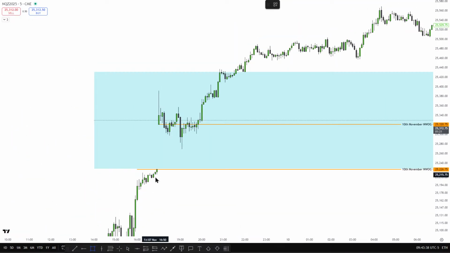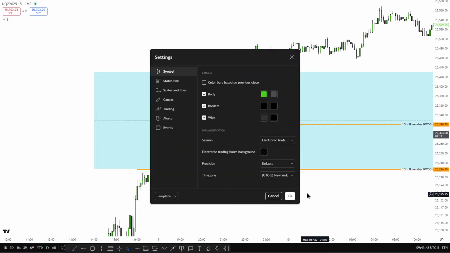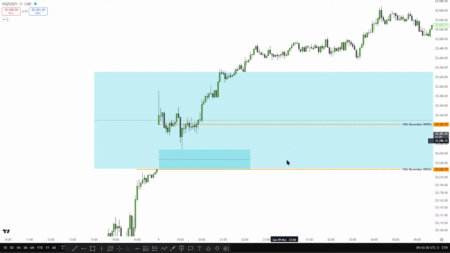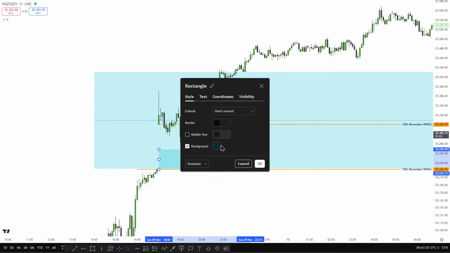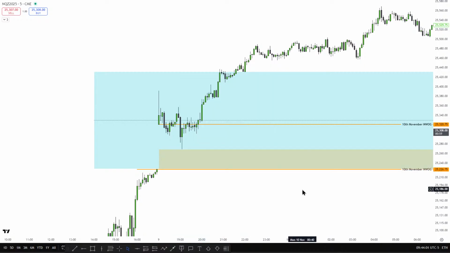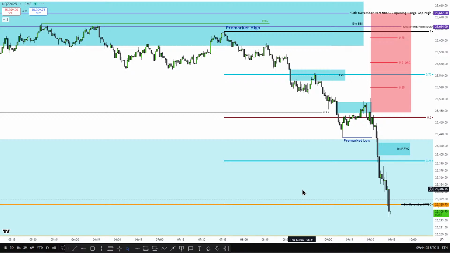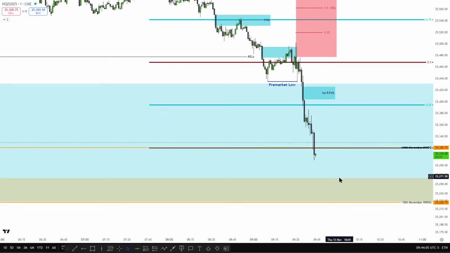Well, the unmitigated portion is from the start of the NWOG, and we go all the way up here, but then it's been filled in down to this point. We still use the new week opening gap as a whole as a reference point, but the unmitigated liquidity void portion of the gap is obviously here. So that can be your next draw if you're looking to hold it.